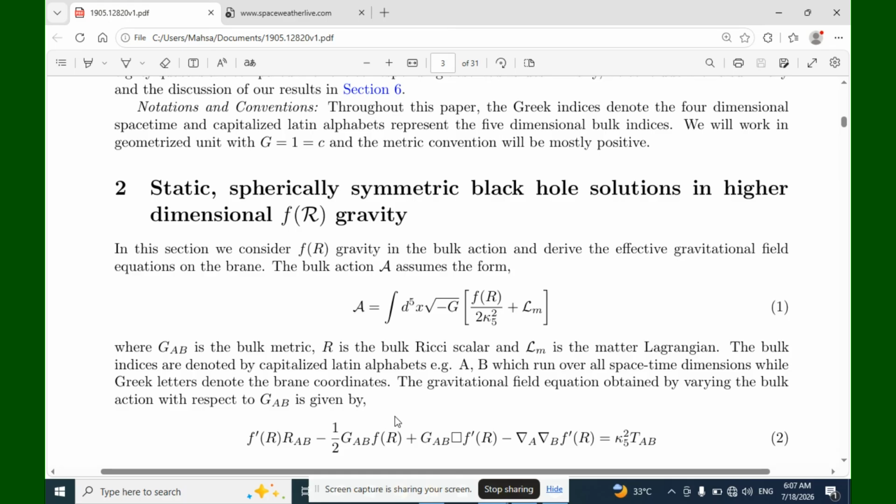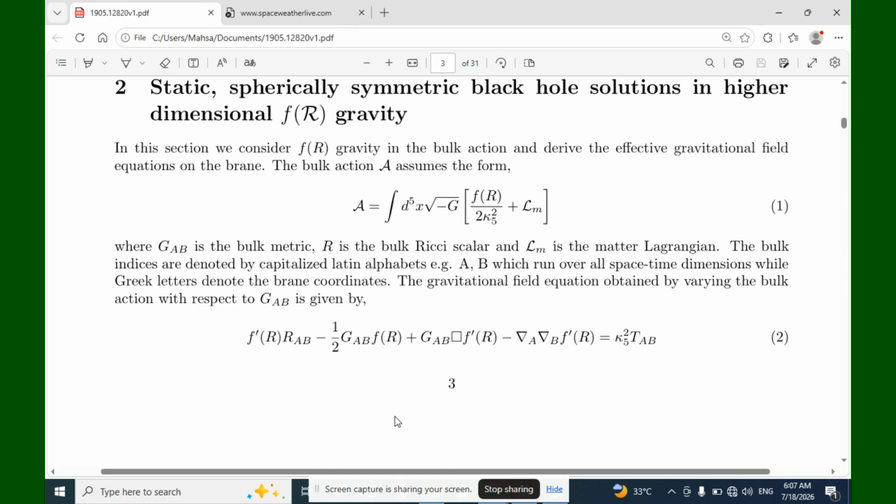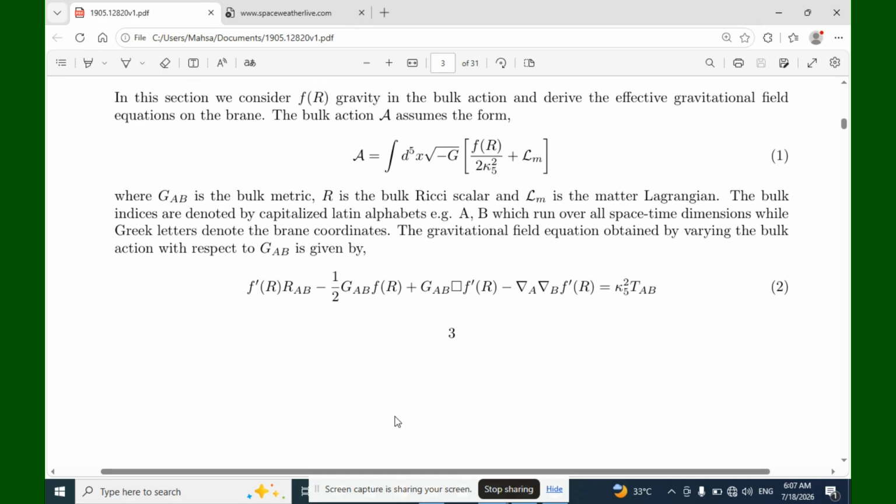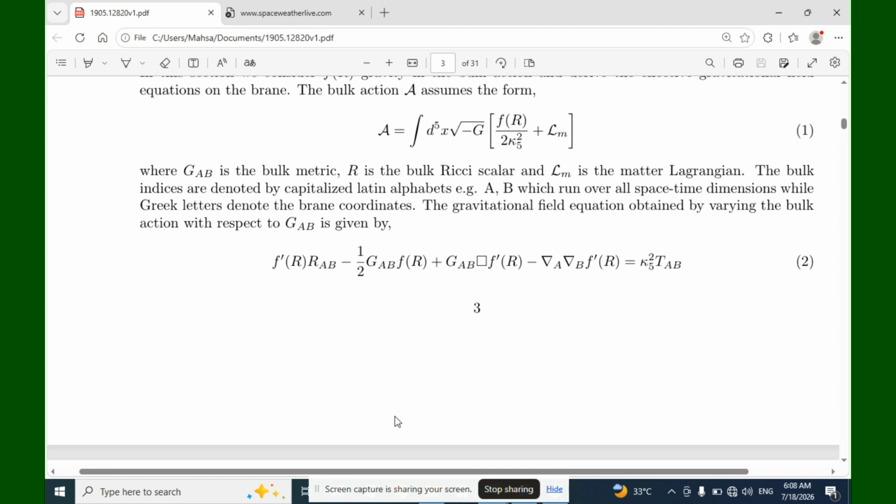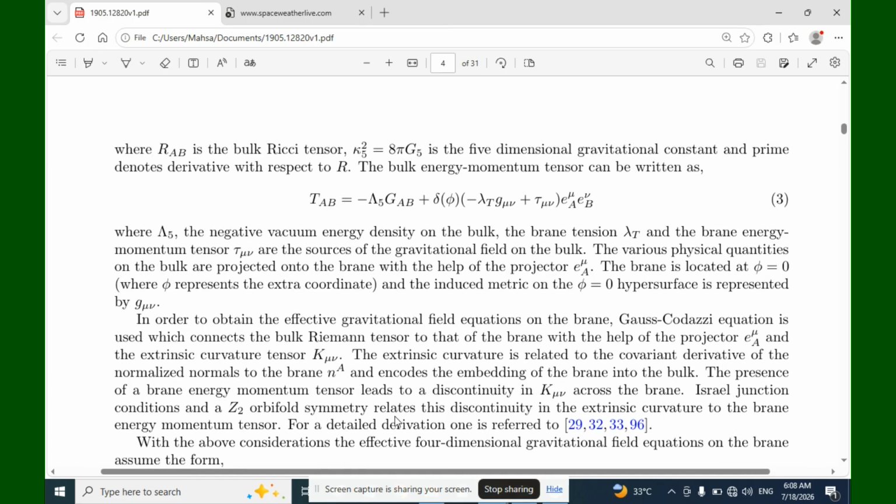The gravitational field equation obtained by varying the bulk action with respect to g_AB is given by f_R R_AB - (1/2) g_AB f + g_AB □f_R - ∇_A ∇_B f_R = κ5² T_AB, where R_AB is the bulk Ricci tensor, κ5² = 8πG5 is the five-dimensional gravitational constant, and prime denotes derivative with respect to R.